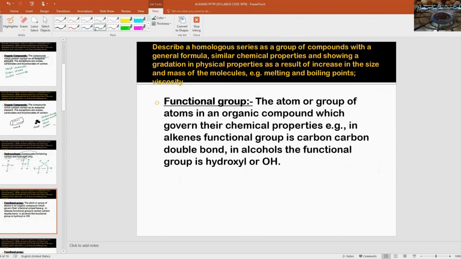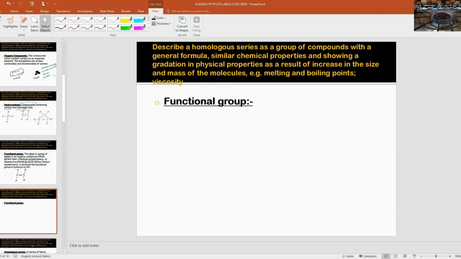Functional group: the atom or group of atoms in an organic compound which govern their chemical properties. For example, in alkenes, the functional group is the carbon-carbon double bond. And in alcohols, the functional group is hydroxyl, or OH. This is an example of alkene. This is an example of alcohol.